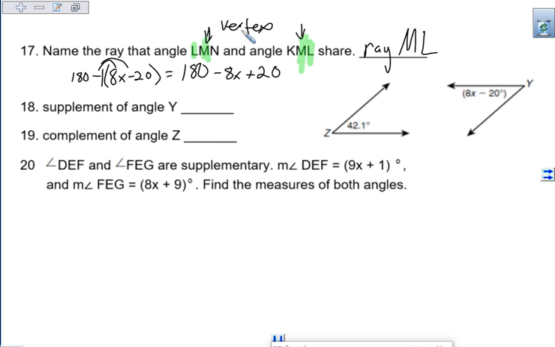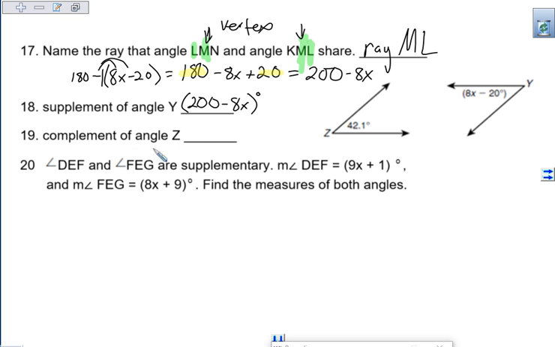And what are our like terms? That 180 and that 20. So we're going to combine them. So we get 200 minus 8x. Now for this one, that is our answer because there was a variable as part of our measure for our angle. So our answer is 200 minus 8x.